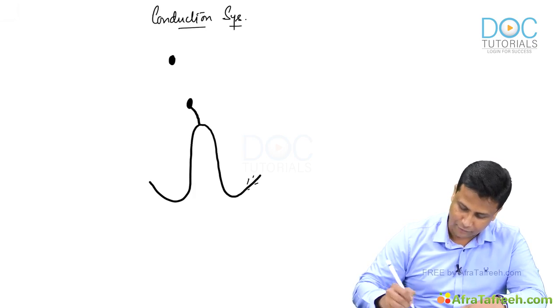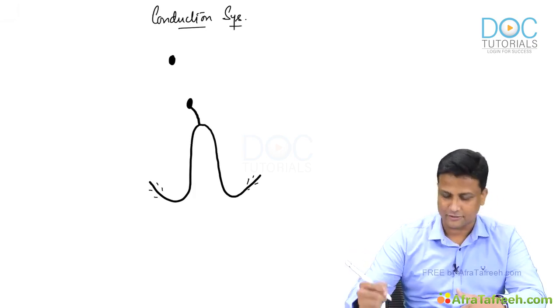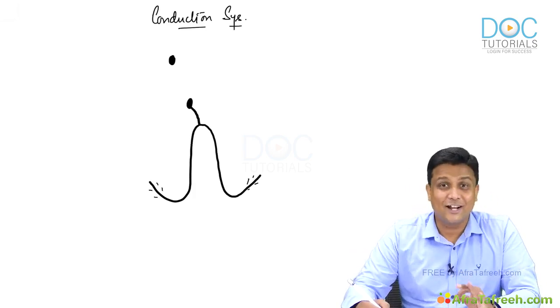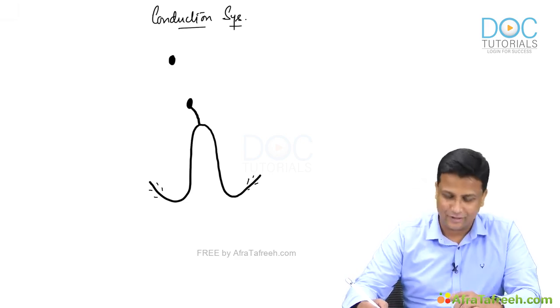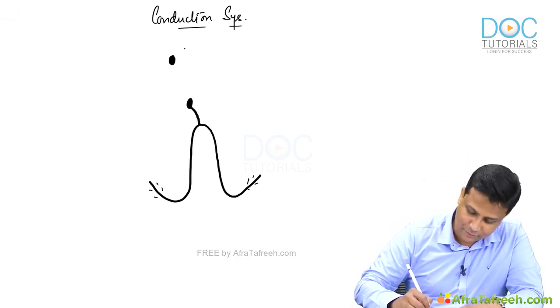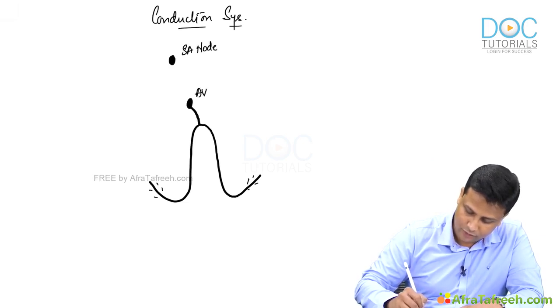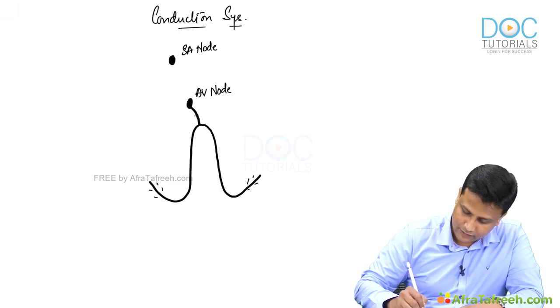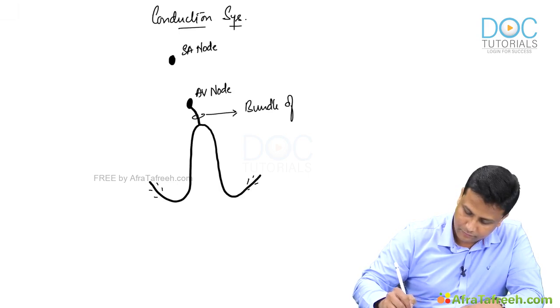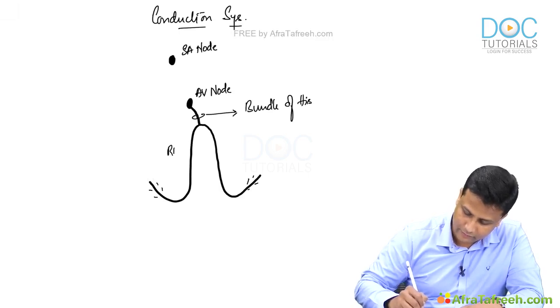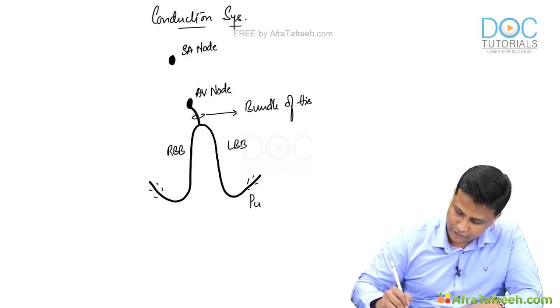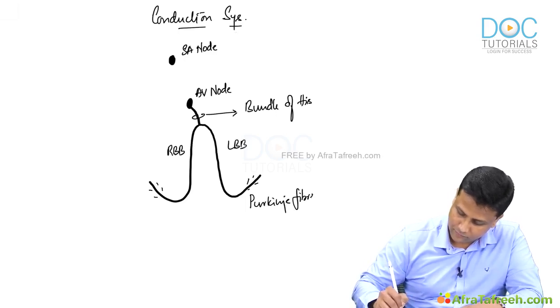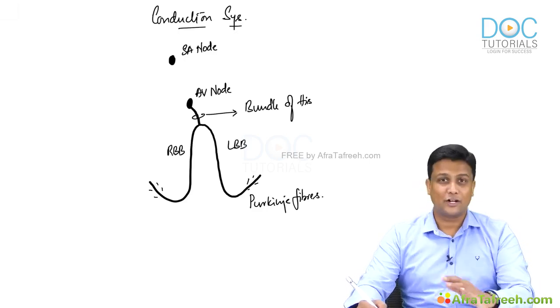So I'm going to make it easy with the help of our easy diagram here. This is the conduction system of the heart, with the heart removed. We have the SA node, this is the AV node, and this here will be the bundle of His, and then you have the right bundle branch, and this is the left bundle branch, and your favorite Purkinje fibers here. Perfect. So that's your conduction system.